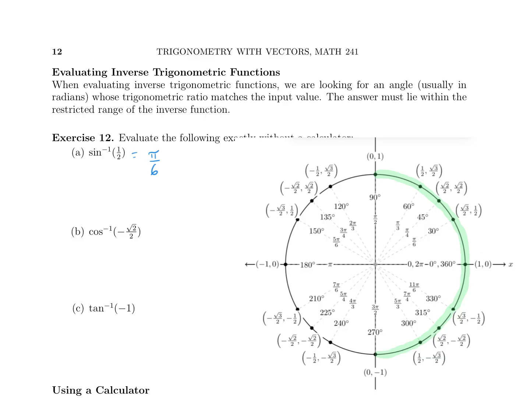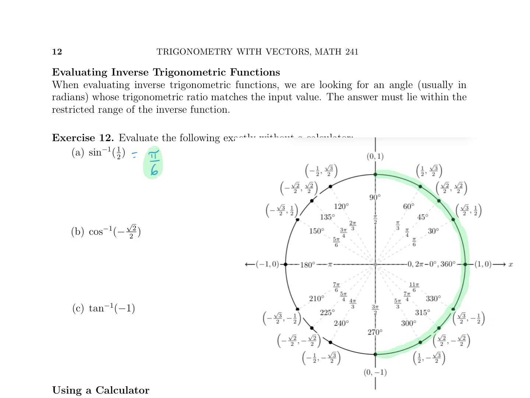Once again, the reason is because you're looking for the angle on this side of the circle that has a sine value of 1/2, and that is right here. The sine value is a y coordinate, and so it would be 30 degrees or pi over 6. So that is our answer there.